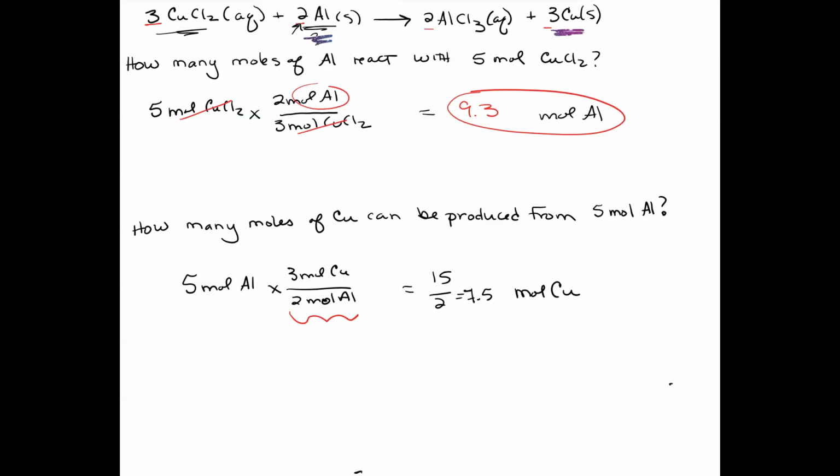It's worth pointing out that the coefficients in chemical reactions are integers, and so the stoichiometric ratios are considered exact numbers. The amount of starting material we have is a measured quantity. So if I'm looking at significant figures here, I should really say 8 moles of copper. And in the above example, I should say 9 moles of aluminum.